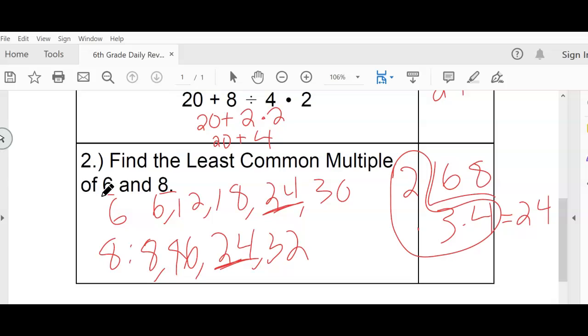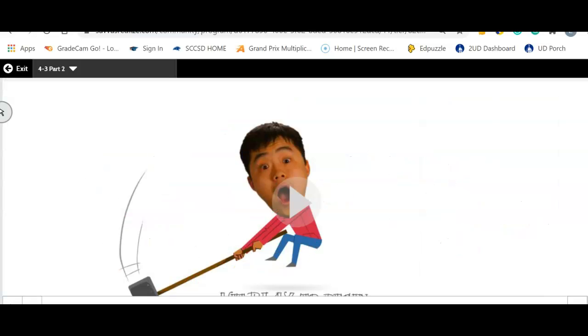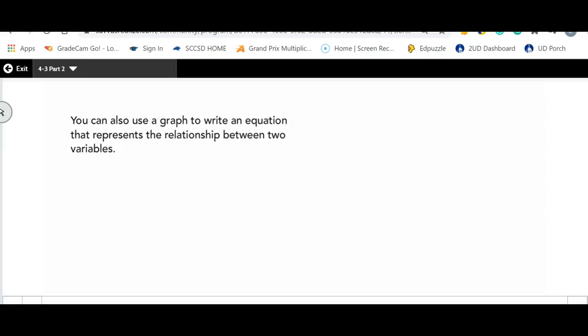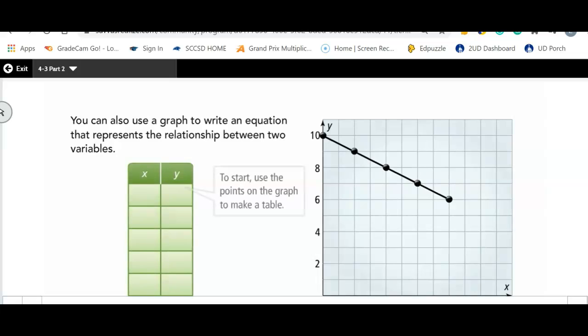Okay. Good there. Again, remember, this question is not in your guided notes. Just follow along. So not answering anything on the guided notes. You can also use a graph to write an equation that represents the relationship between 2 variables. To start, use the points on the graph to make a table. The first point on the graph is at 0, 10. So, in this problem, they've given us a graph with points on the graph and created a line.